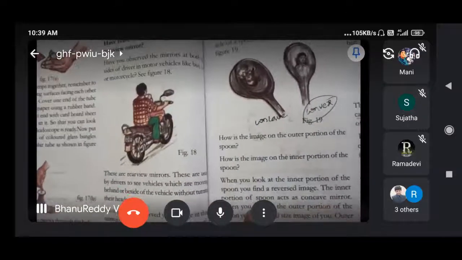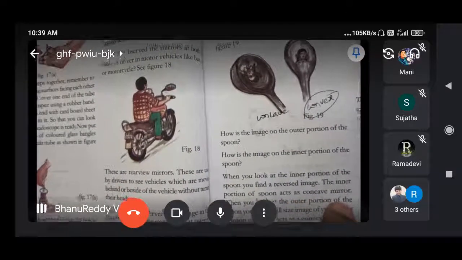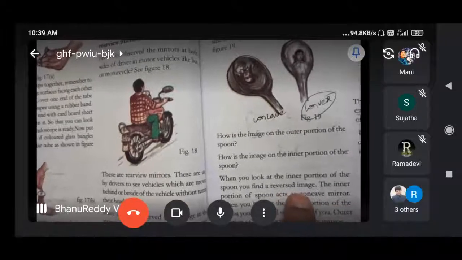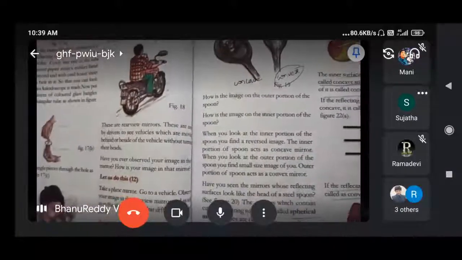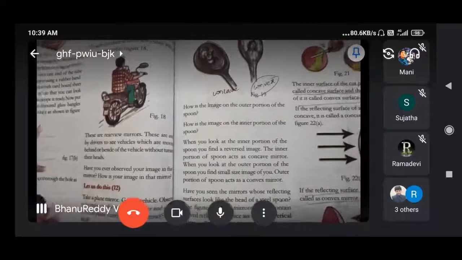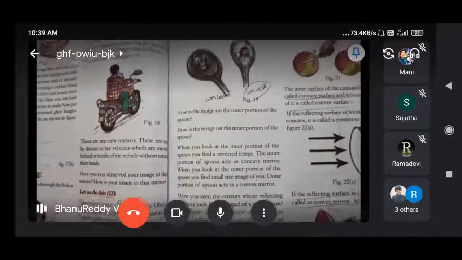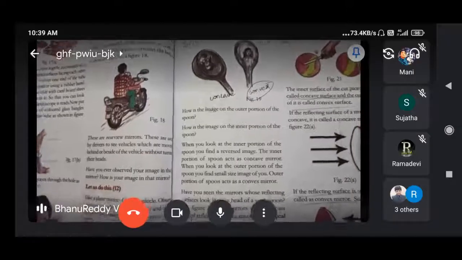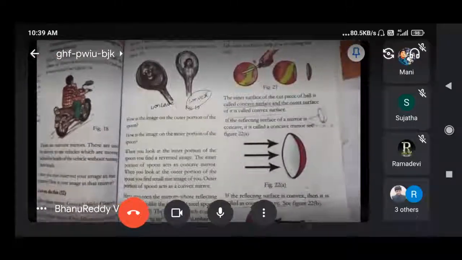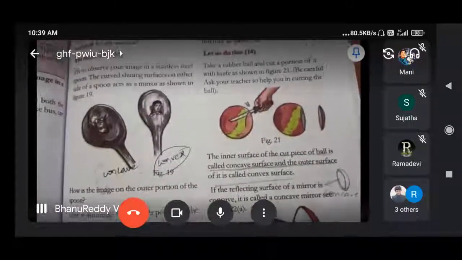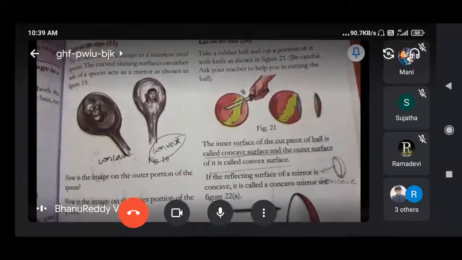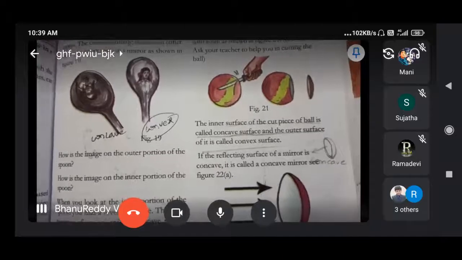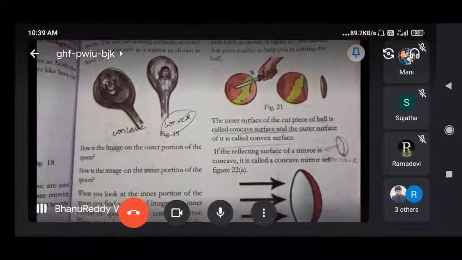Here see, the inner portion of the spoon acts as a concave mirror. So the reversed image, we can find. Inverted, reversed means inverted. Erected means small in size, remember that point. Inverted means reversed image, erected means small sized image. So if we cut a ball into two pieces, the inner surface of the cut piece is a concave mirror, and the outer surface, bulged out, is convex; bulged in is concave.